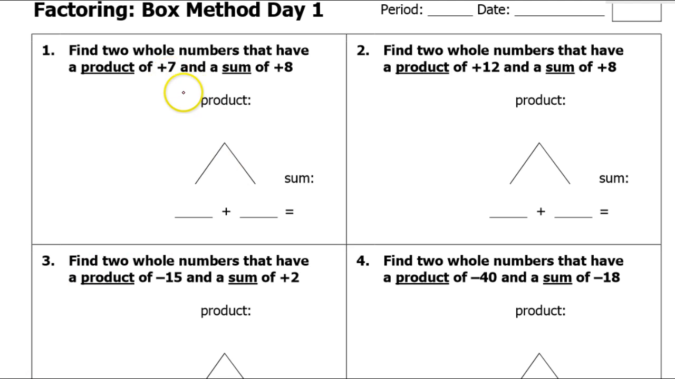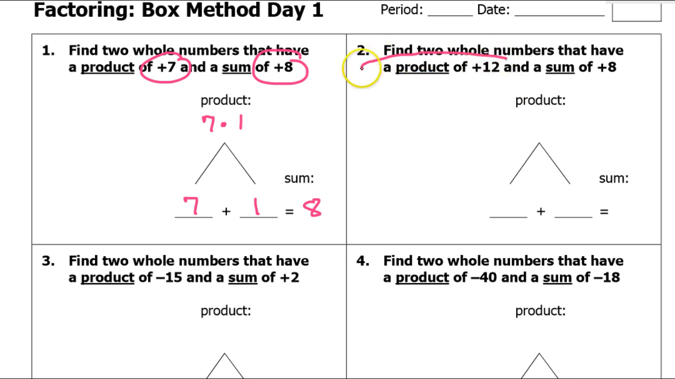Well, 7 is a prime number, so there's only one product that will give me 7, and that is 7 times 1 is positive 7. And luckily, the sum right away of 7 plus 1 is equal to 8. So there, the product is 7 and the sum is 8. All of the problems will not necessarily be that easy.